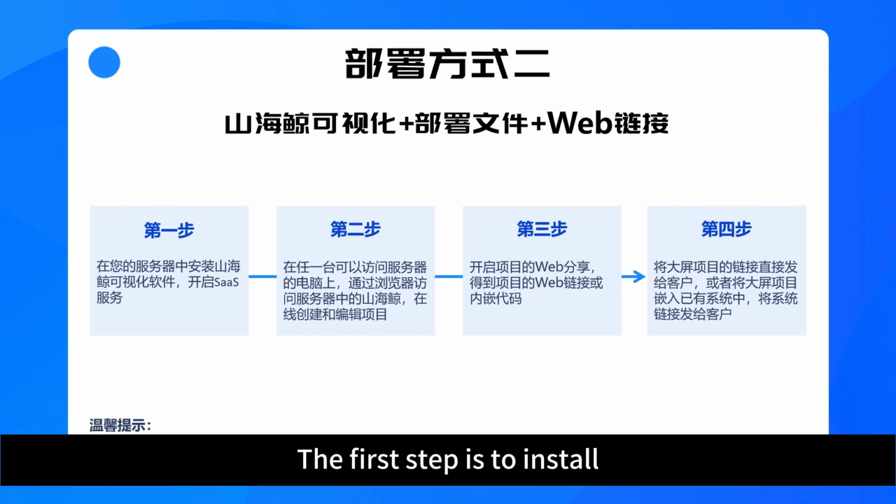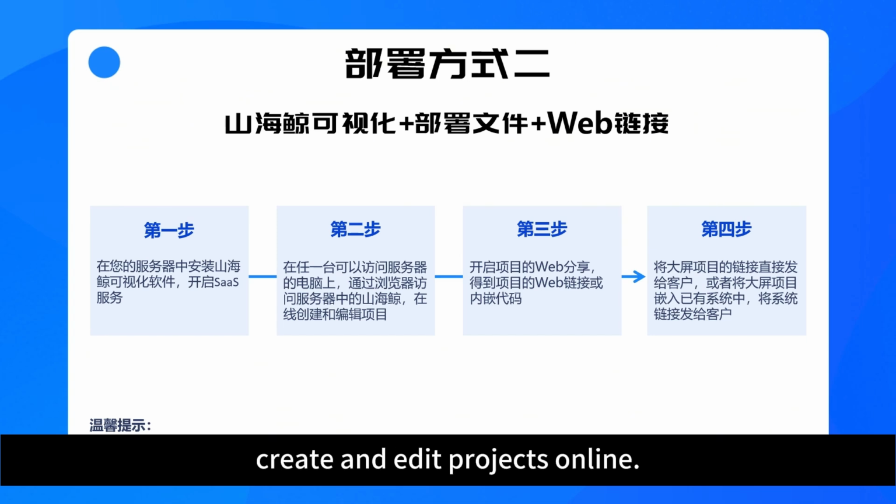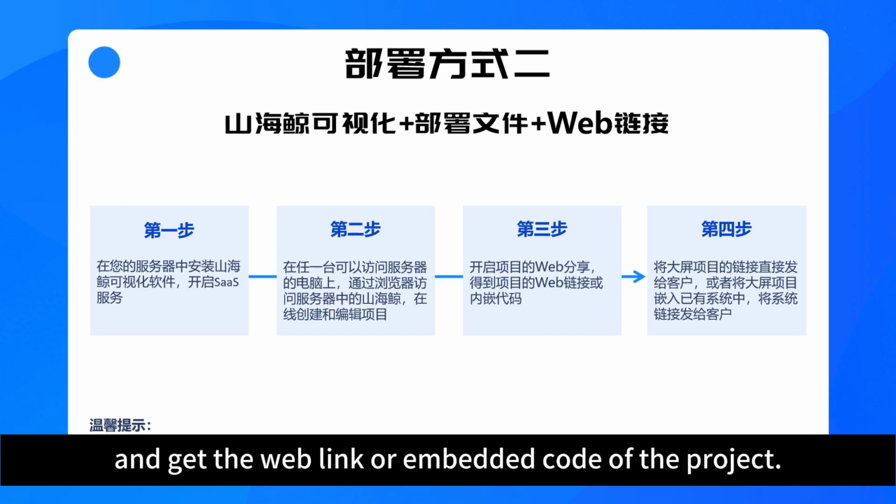The first step is to install Wings engine and start the SaaS service. Second, on any computer that can access the server, access Wings engine in the server through the browser. Create and edit projects online. Third, after completing the project, enable web sharing of the project and get the web link or embedded code of the project.